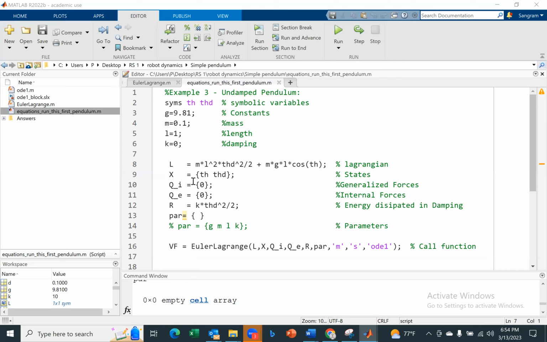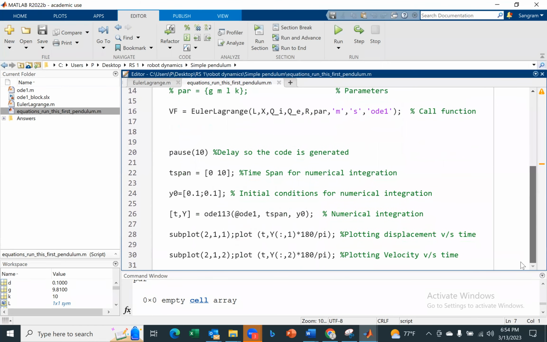So what that means is ODE.M will have the actual equation in the first order form. ODE1 underscore block dot SLX will have the Simulink function that we can integrate. Everyone understood this? Now the next part is if you go down a little bit, you need to provide a pause because it takes some time for MATLAB to process this. If you remove the pause, then before actually going to the next step, MATLAB will get stuck.